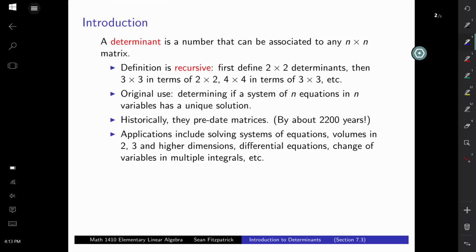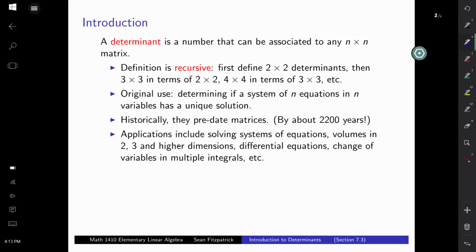Okay, so determinants show up quite far back in the history of mathematics, and one of the original uses was determining, here's the determine in determinant, whether or not a system of n equations in n variables has a unique solution, right? So you can guess, here's where you can see the connection with invertibility. We know that for n equations in n variables, uniqueness of the solution is kind of the same thing as invertibility of the coefficient matrix.